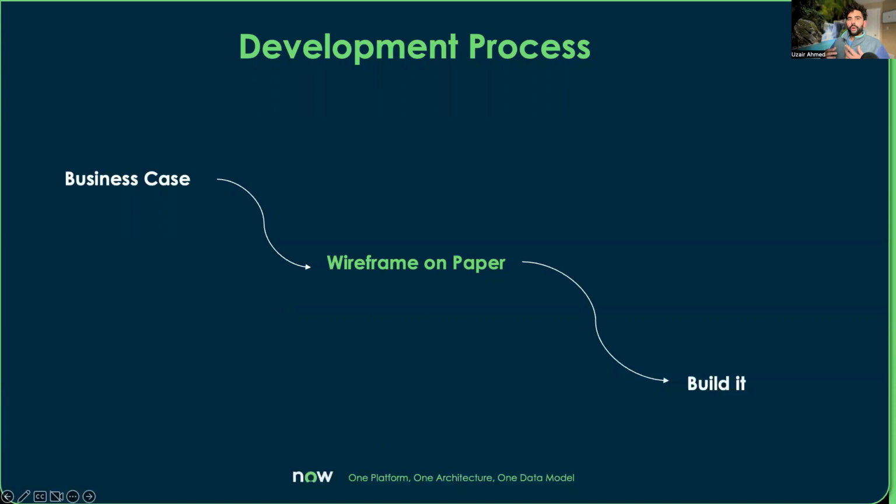Number two, we want to wireframe it. So I like to wireframe the app on pen and paper because it just helps me conceptualize what the app and the flow is going to look like. And I'm going to show you how I did that for this particular app. And last but not least, we're going to build it.